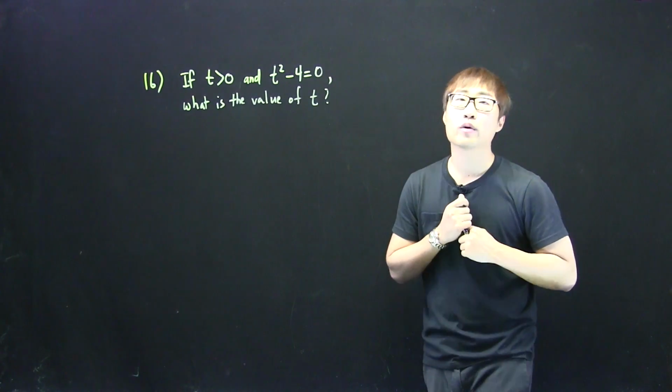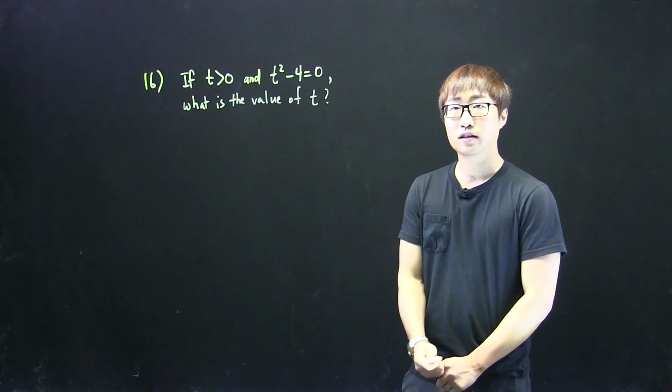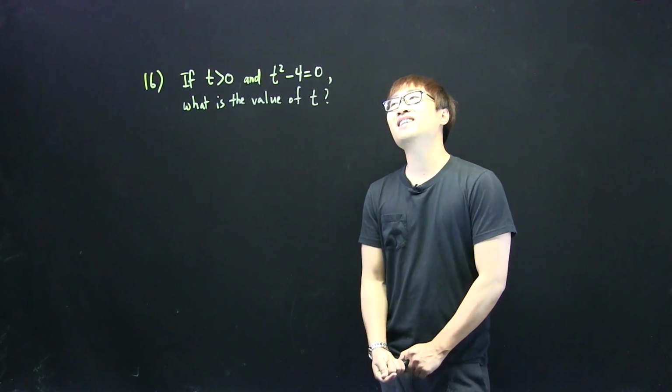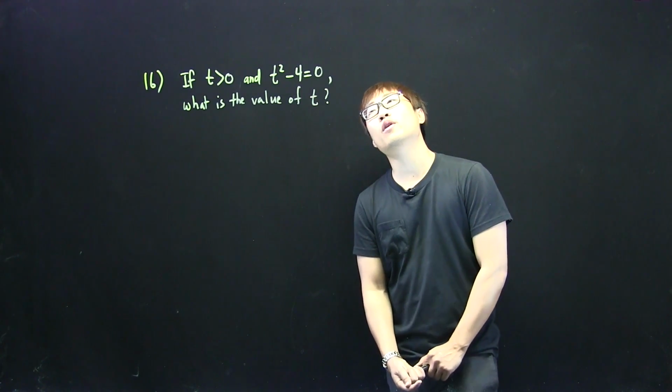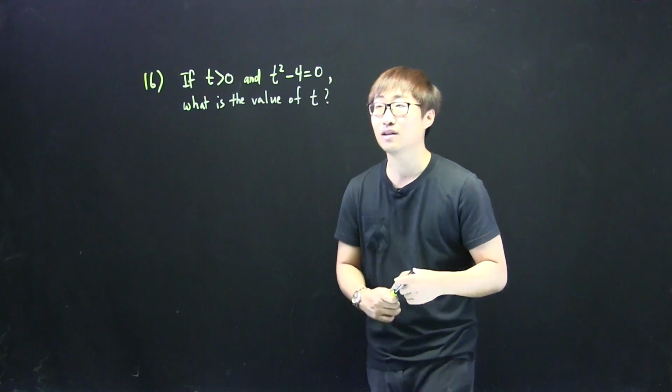Number 16, now we're on to the free response questions where we just fill in the numbers and bubbles, right? All right, so if t is greater than 0 and t squared minus 4 is equal to 0, what is the value of t? Easy, right?